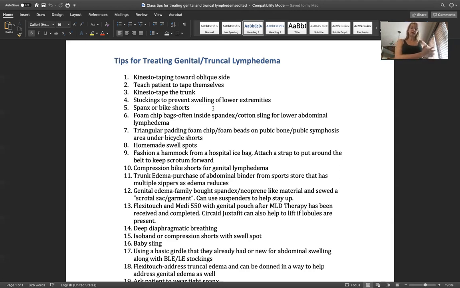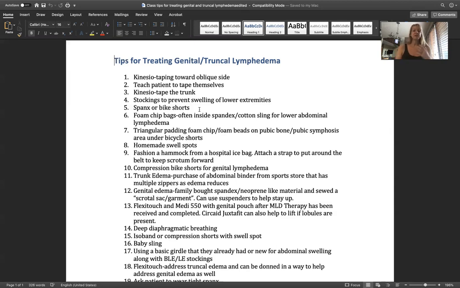If you have problems with trunk or breast edema, of course, stockings to prevent lower extremity swelling. The trunk, if you can't afford a custom compression, then Spanx or body shapers, the generic body shapers at Target or Walmart, or bike shorts can be used for lower trunk compression.